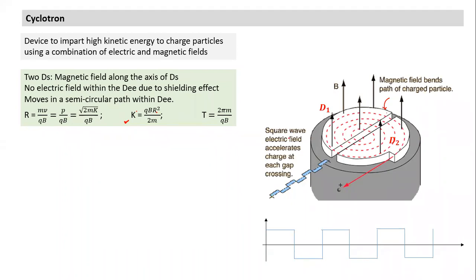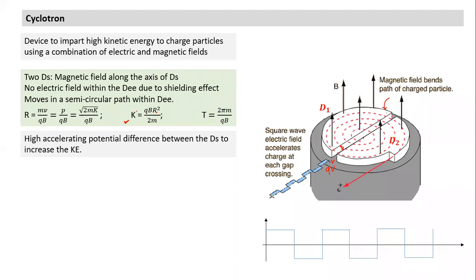Now let's see how we impart kinetic energy. Its path can be divided into parts. When it is moving inside the D, it moves in a semicircular path because of the magnetic field. And there's some space between the 2 D's. Between them there's an electric field. We create a potential difference between the 2 D's, and the potential difference creates an electric field. So when it moves from one D to the other D, the electric field is in a direction that accelerates the charged particle. If we have potential difference V between the 2 D's, it will gain a kinetic energy equal to QV if the direction of the potential difference is appropriate.